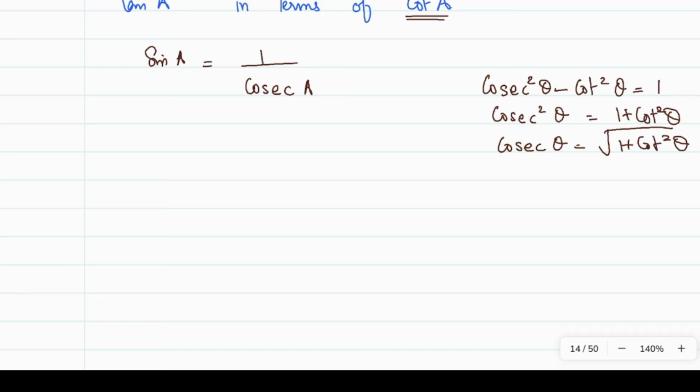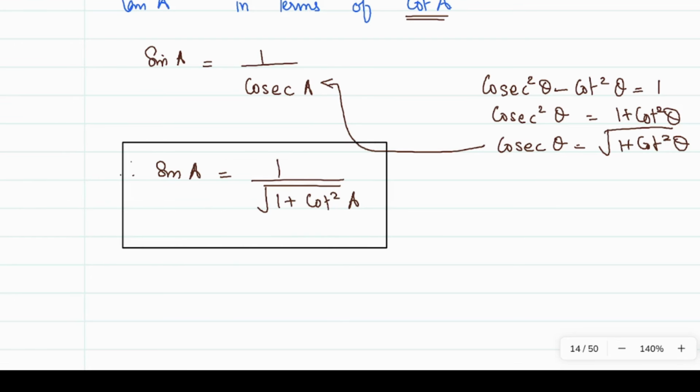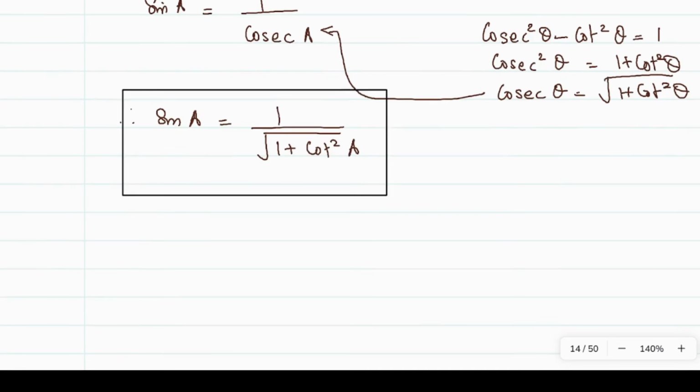Now substitute that value in this equation. So we can write, therefore, sin A equal to 1 divided by, in place of cosec A, I will have to write root of 1 plus cot²A. Clear? Now I got a value for sin A in terms of cot. Now similarly, I have to find the value for the second one.